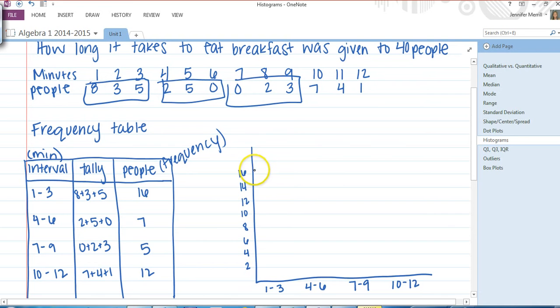So 1 to 3 has the 16 people. 4 to 6 had 7, which is going to be between 6 and 8. 5, which is between 4 and 6. And 12, which is between 10 and 12, so that's right here. And that is our histogram.